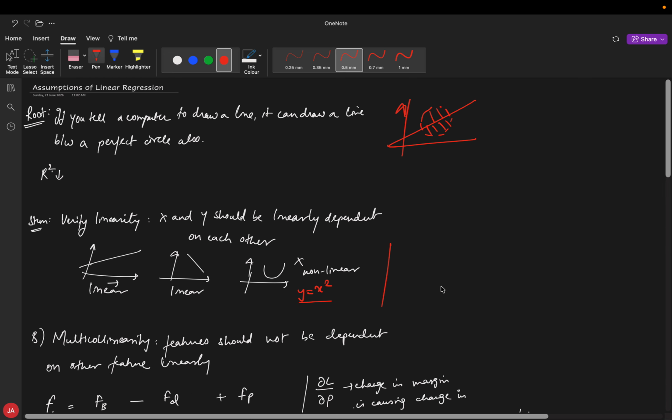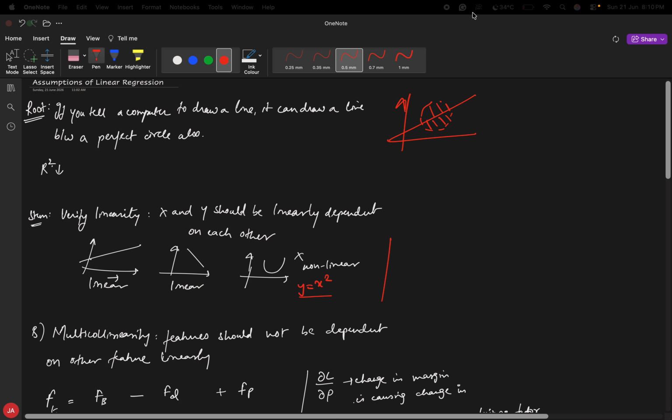So these were the assumptions of the linear regression model.